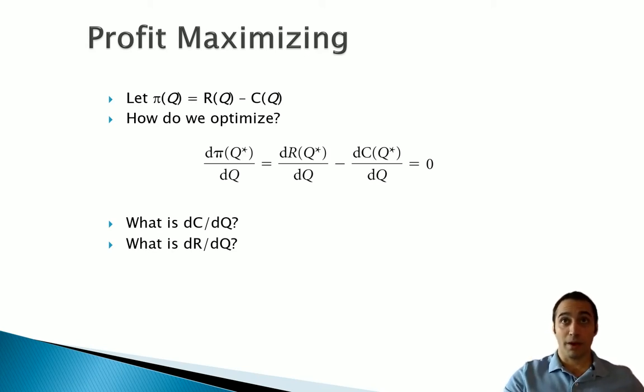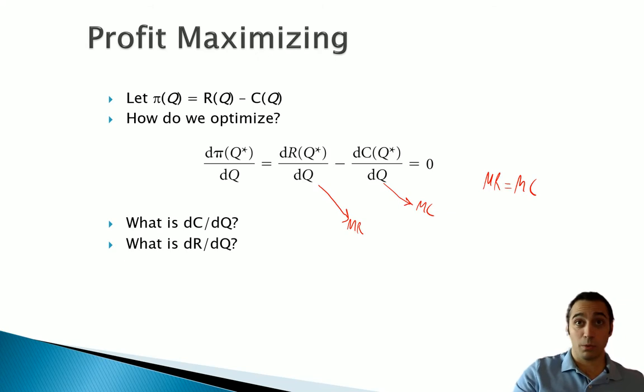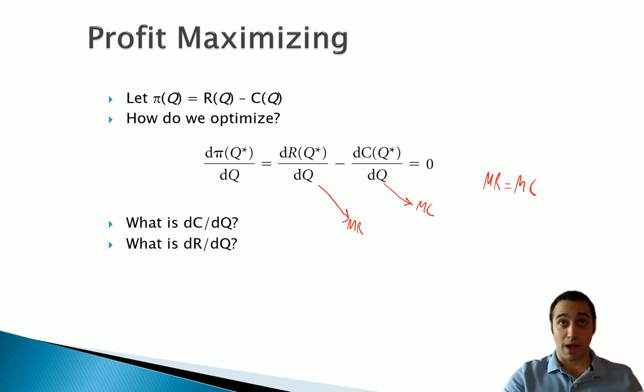So let's move from right to left because it's easy. What is dC dQ? This is just marginal cost. What is dR dQ? This is just marginal revenue. So, like competitive firms, monopolists set profit to be maximized by setting MR equal to MC. However, this is where the similarities stop.